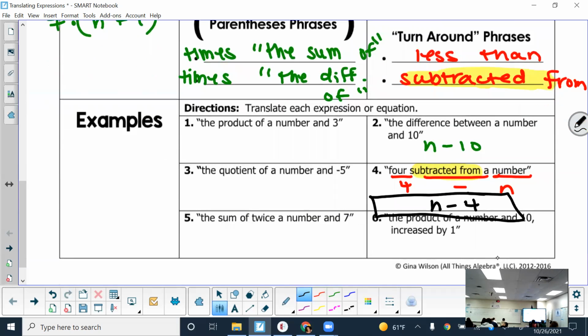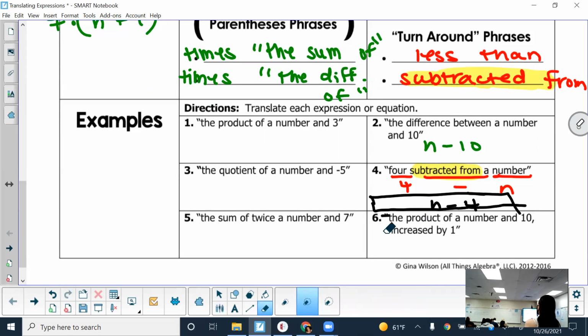I will do a couple more examples, and I'll do the even ones right here. So we have the product of a number and 10 increased by 1. So just dissect it and translate it, word by word. So the product, what does product tell you to do? To multiply. I am multiplying a number and 10. How can I write that?